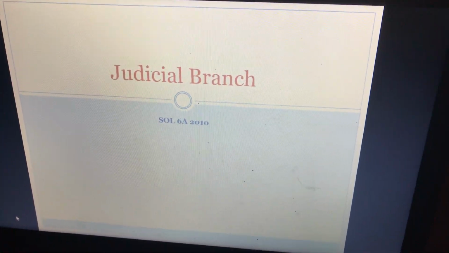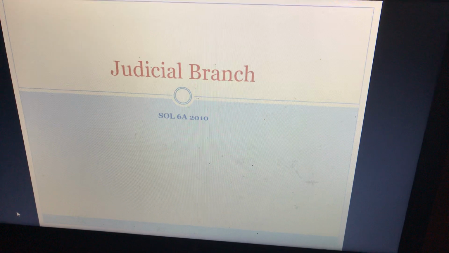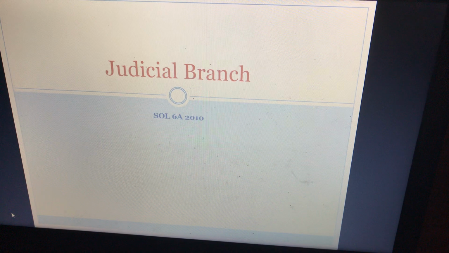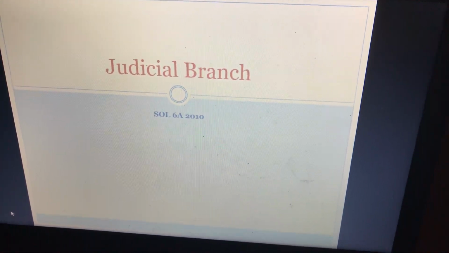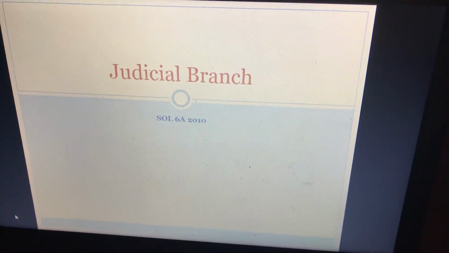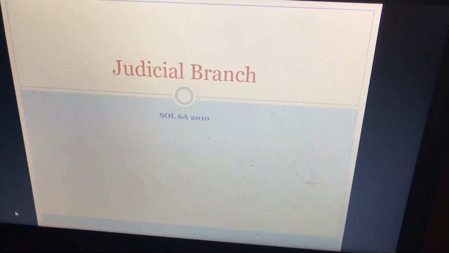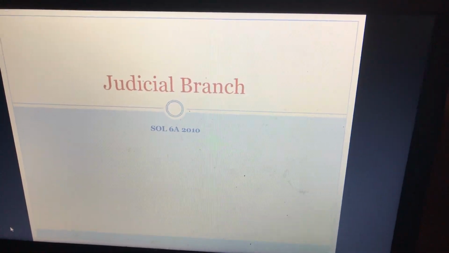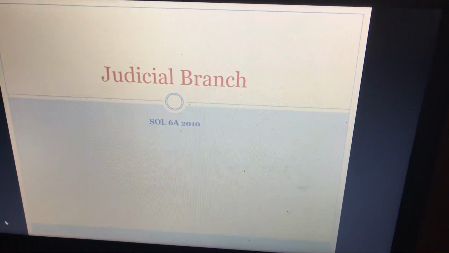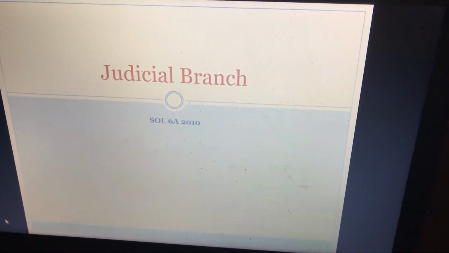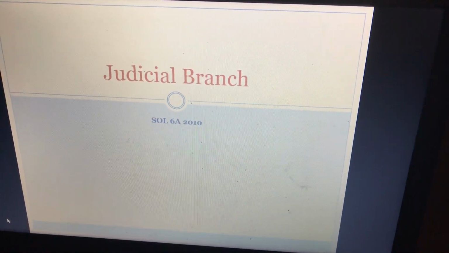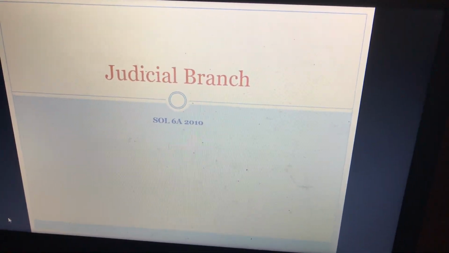Alright guys, today we're going to look at the last section of SOL 6A and look at the judicial branch. We've looked at the legislative and the executive branch in the last two sections, so today we're going to wrap it up and look at the judicial branch, and this is the shortest of the three sections that we've looked at so far. Again, we've been looking at how the Constitution lays out the structure as well as the powers of the branches. The legislative branch has more powers and a little more structure to it, so it was the longest of the three sections.